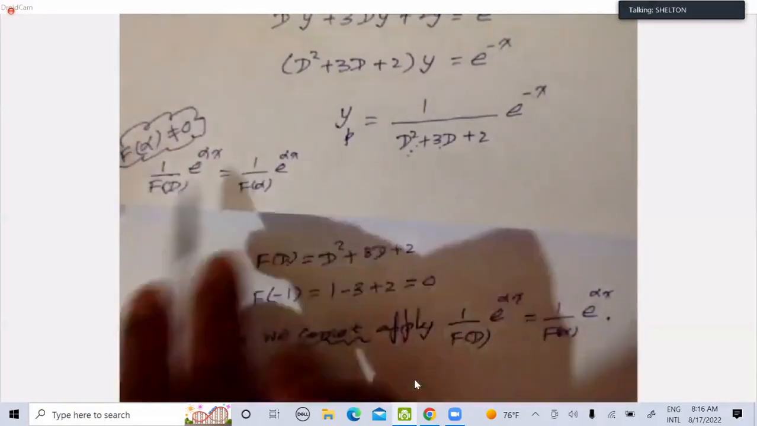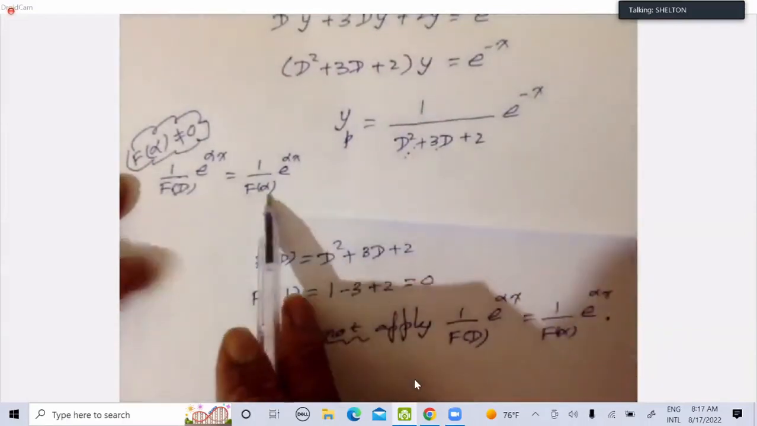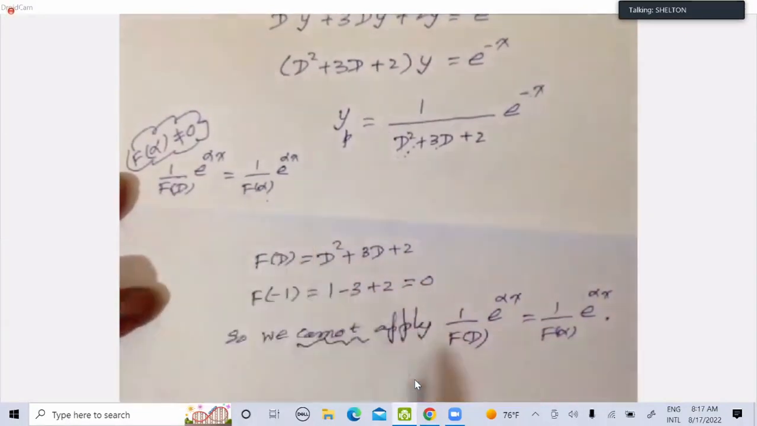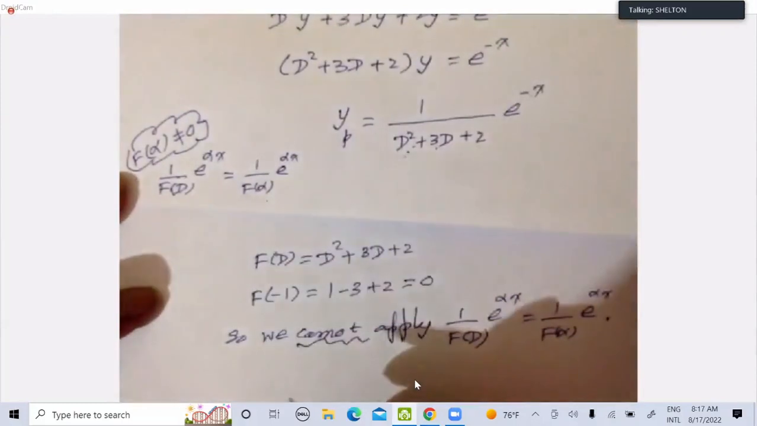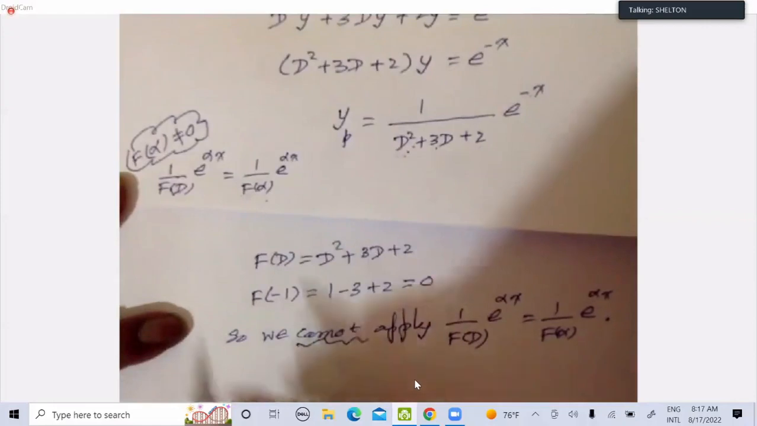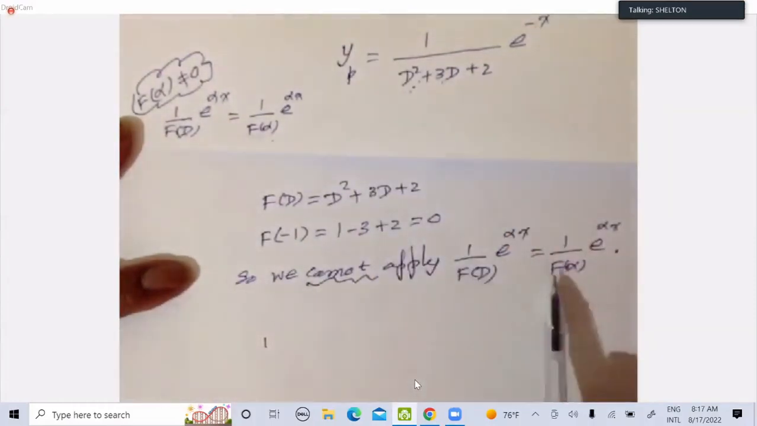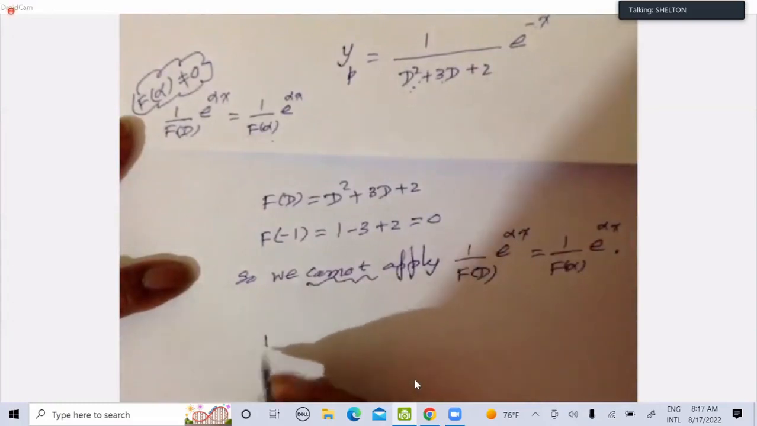If f(alpha) is equal to 0, we use a similar, more advanced equation than this to find yp. This is the formula. I will straight away give you the formula. You can verify that. This 1 over, we derived this one. I'm giving you the formula to find the particular solution when f(alpha) becomes 0. What we do is we apply this more general formula.